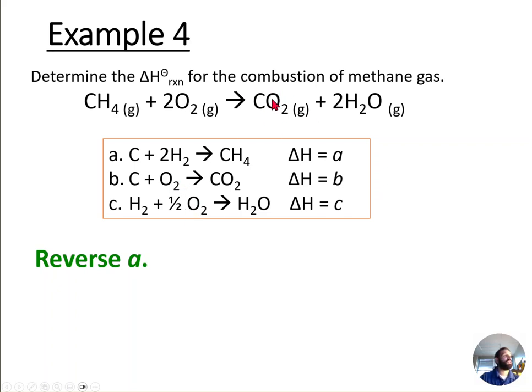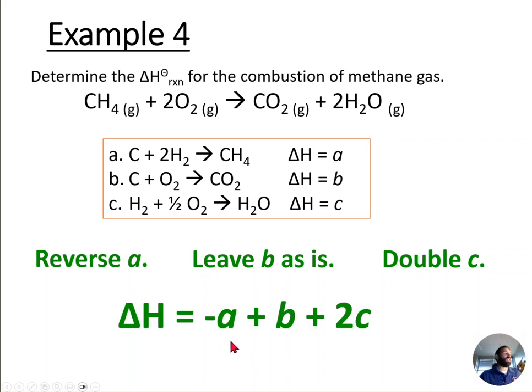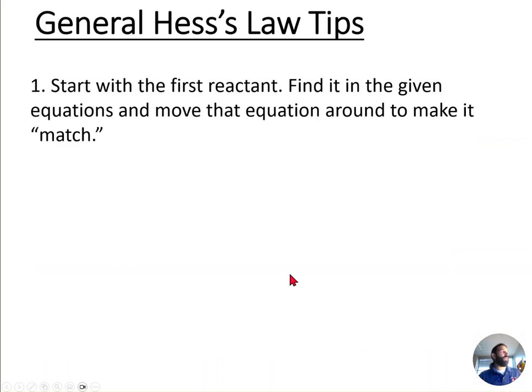All right, so the next product I see is carbon dioxide. In my overall, I have 1 mole of carbon dioxide on the product side. I find carbon dioxide in reaction B. There's 1 mole of it on the product side, so we're just going to leave the value B as it is. The final product is 2 moles of H2O. I find water in reaction C. In the overall, there's 2 moles. In the step, there's 1 mole, so I have to double the value for C. And then to solve for delta H, since Hess's law is the sum of these steps, we take the negated value for A, add it to B, and add it to double the value for C, and that will give us delta H.